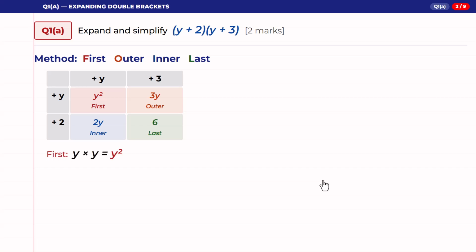First, y multiplied by y. We are multiplying a variable by itself, so we add the powers. y to the 1 times y to the 1 gives y to the 2, that is y squared.